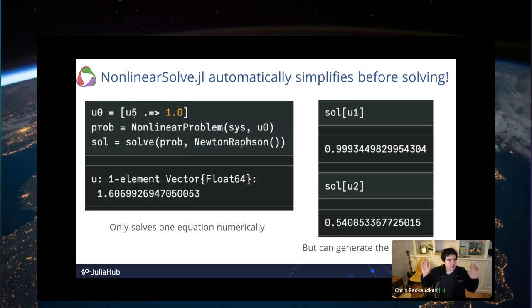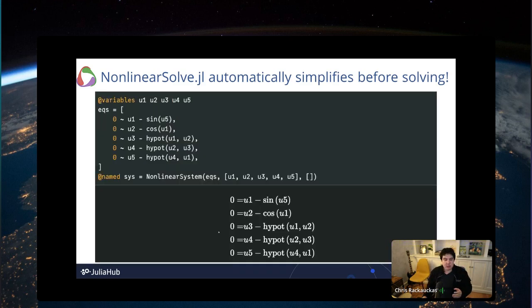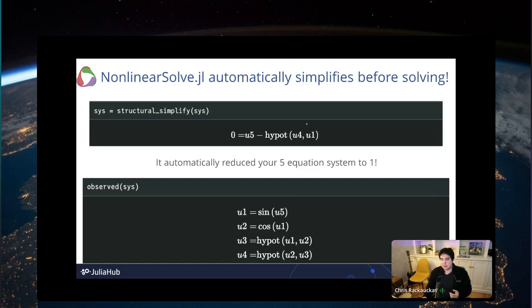Give me an initial condition for U5, and it will build the nonlinear problem and solve it. Here it's giving you a solution to the system of equations by giving you only a single solution, right? What single value did it give you? Well, it gave you U5 because that's the piece that it simplified it all down to.